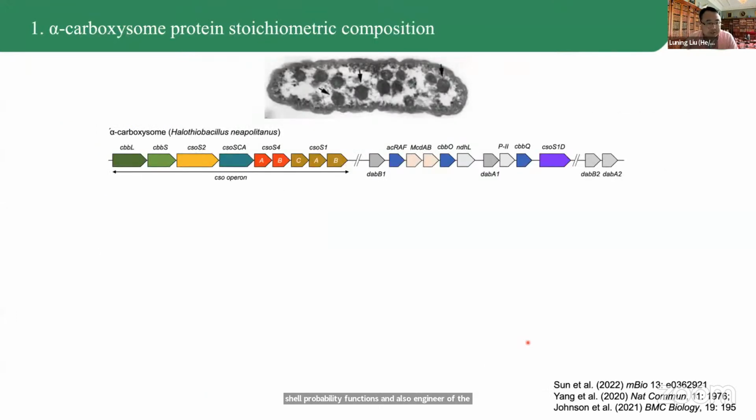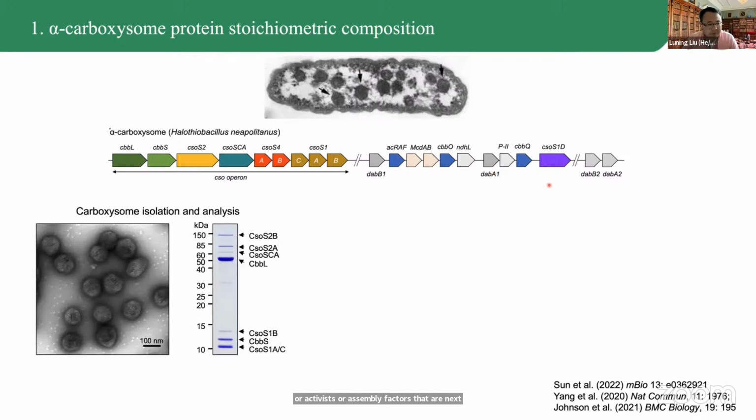So we use a model system called Halothiobacillus neapolitanus, which is a chemoautotrophic bacteria. The carboxysome genes in this bacterium are mainly in a single CsoS2 genomic operon. Along the operon, there are other bicarbonate transporters, activators, or assembly factors that are next to these operons. So our first interest is the protein composition.